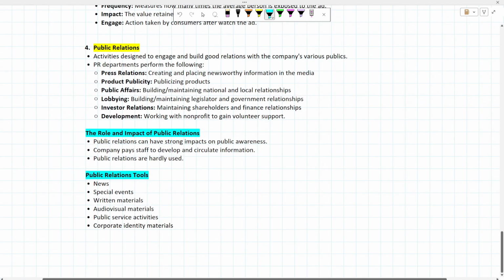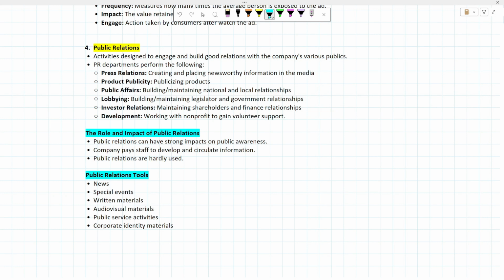So, public relations. These are activities designed to engage and build good relations with the company's various publics. PR departments perform the following. We have press relations, which is creating and placing newsworthy information in the media. We have product publicity, which is publicizing the products. We have public affairs, which is building and maintaining national or local relationships.